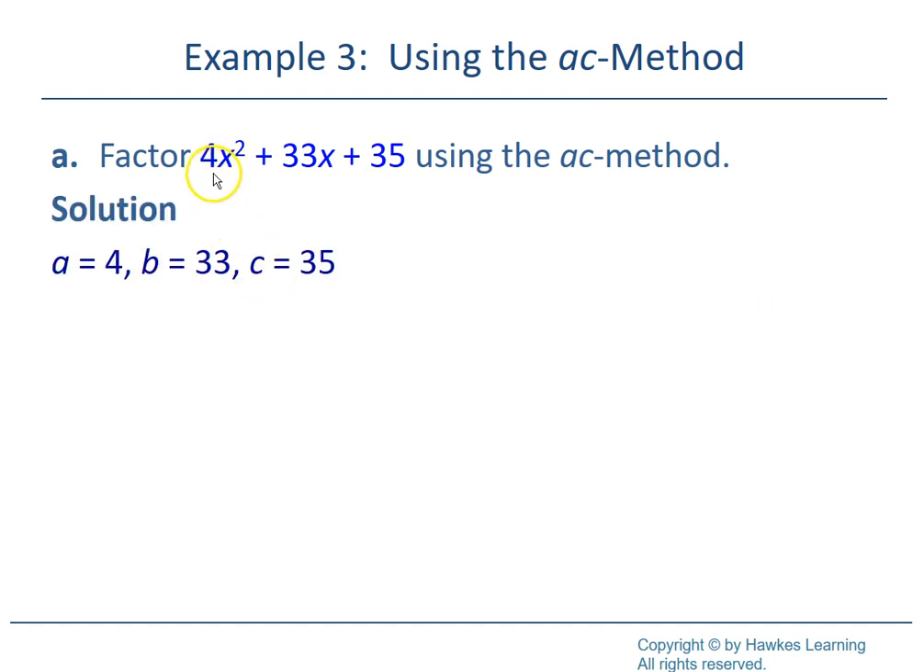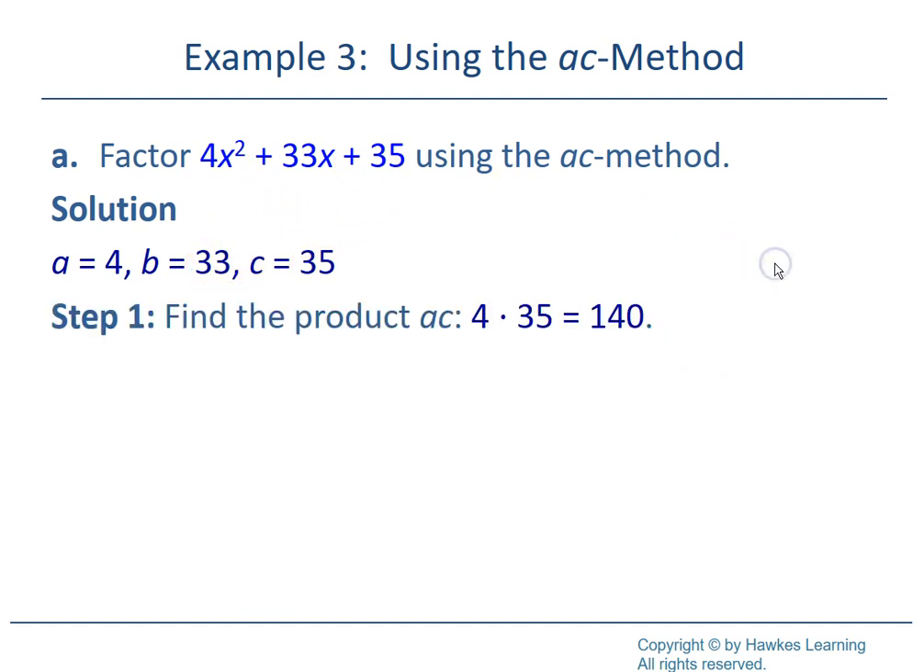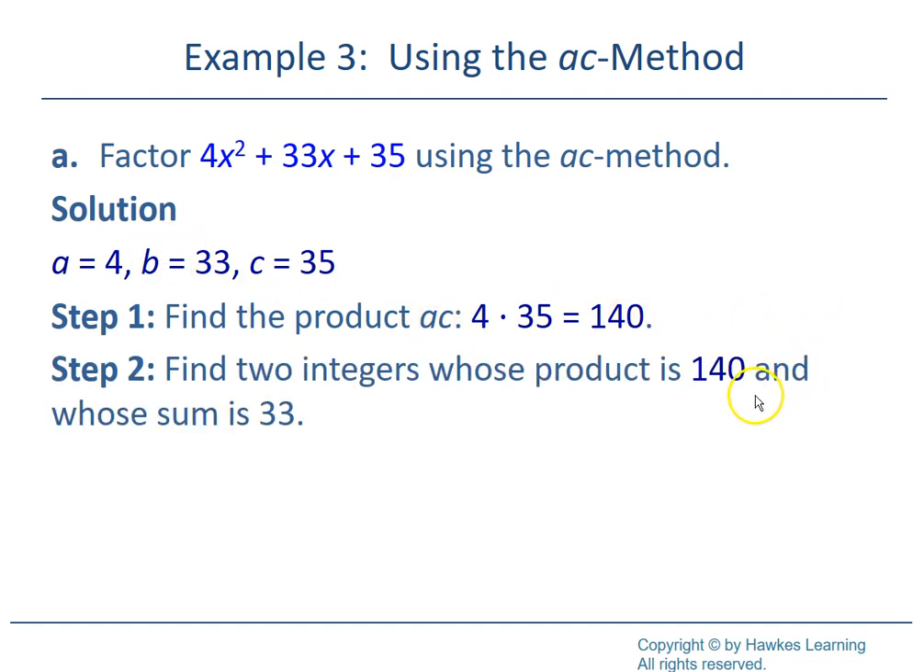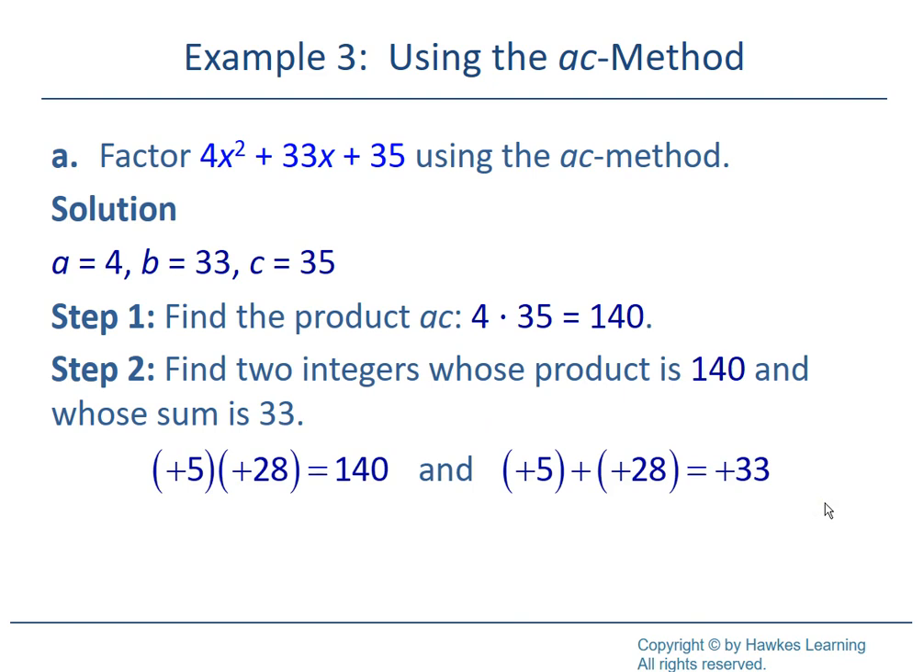So our A term is 4, our B term is 33, and our C term is 35. We're going to multiply A times C, get 140. And we want to find out what factors of 140 give us a 33. And we figured out it was a 5 and a 28.